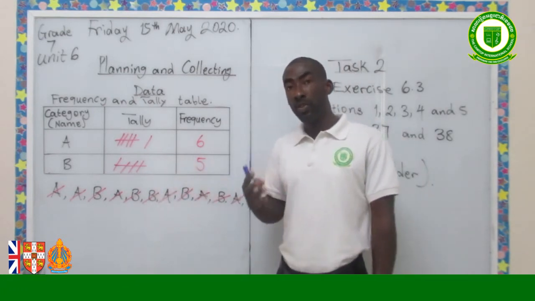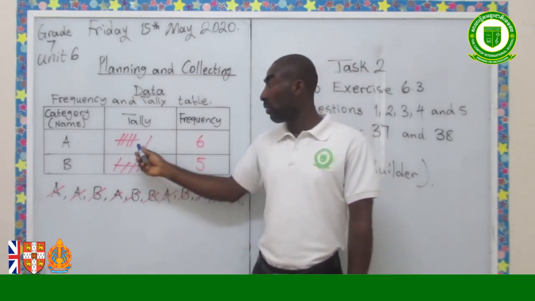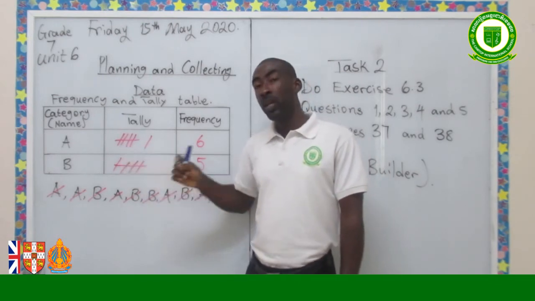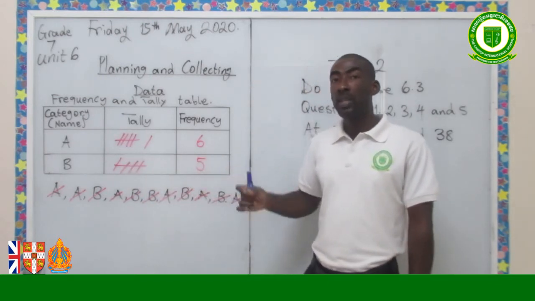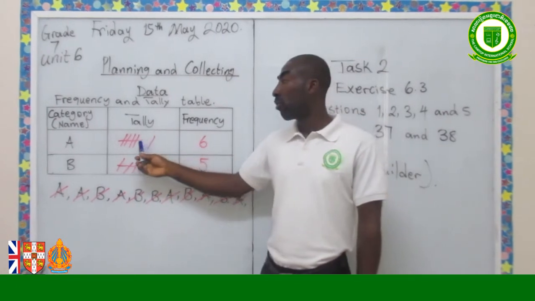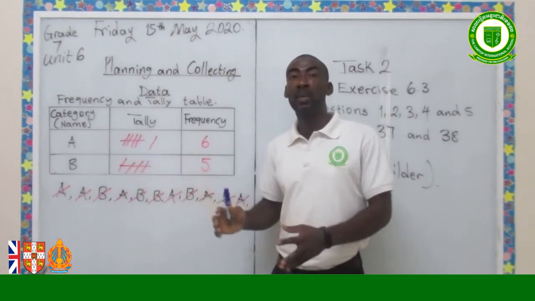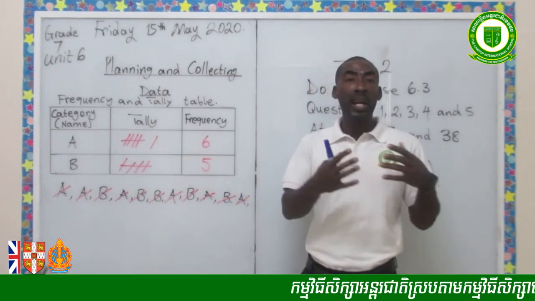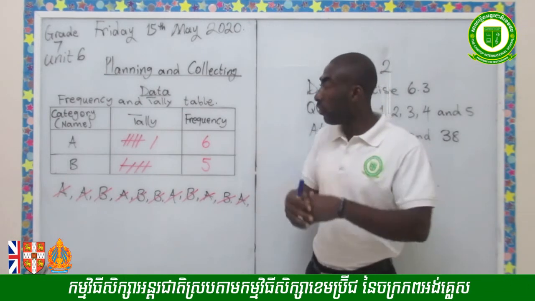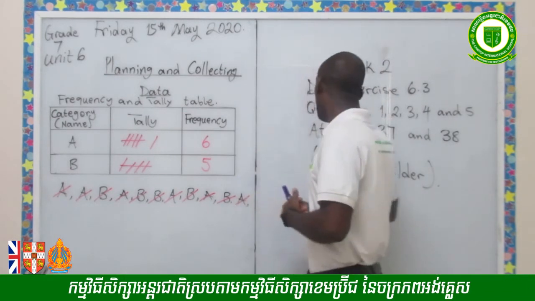And you should also know that whenever you count with tally, when you finish your 4th and you are going to the 5th one, you need to make a cross out so that it's easy for you to count when you finish all your work in total.